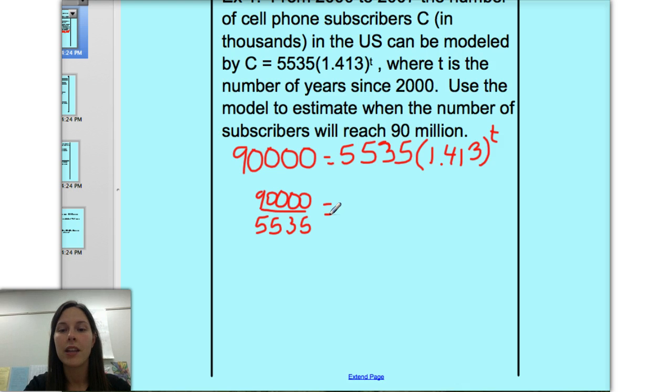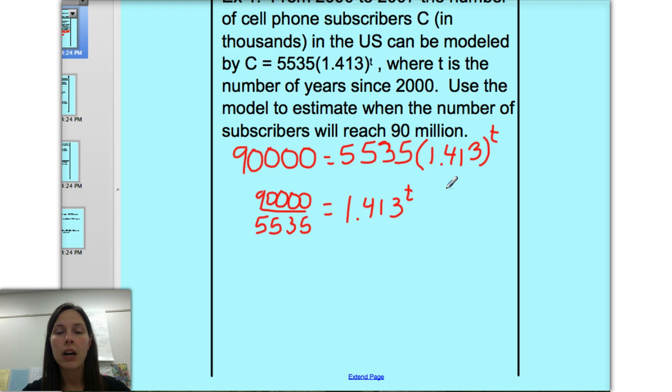The reason I recommend that is because you end up with less rounding error by the time you're done if you round at the end instead of several times along the way. Next, to get the variable out of the exponent, we're going to take a log of both sides. You can choose a log of any base. You could do the change of base to undo this if you wanted to.